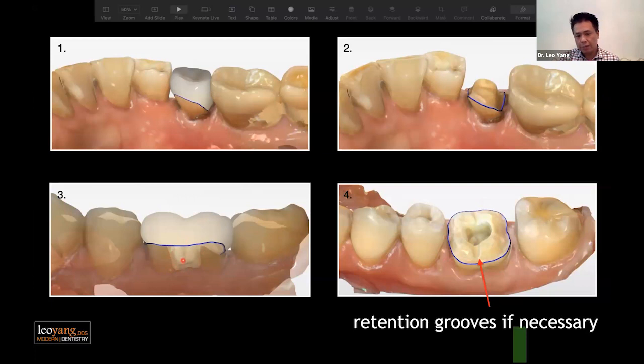And so nowadays, besides buildups, I also just don't do posts anymore because I feel like a lot of times with posts, there's a lot of risk of root fracturing. So a lot of times I don't do buildups. If I need a buildup, I'll build that in with the crown.